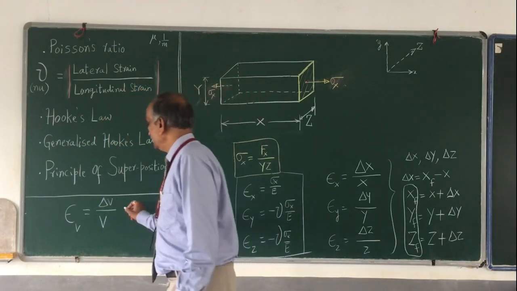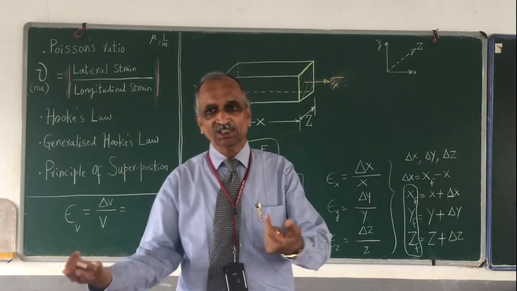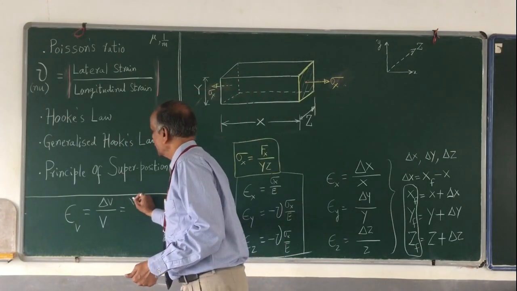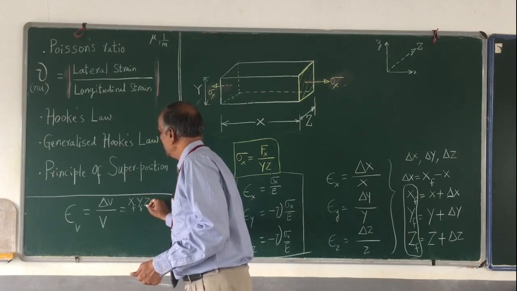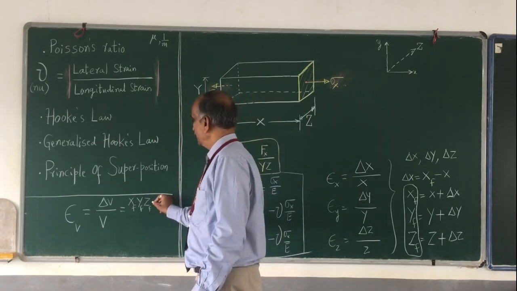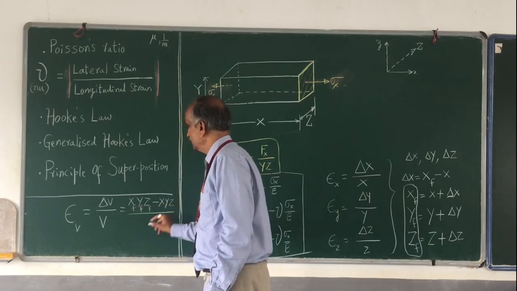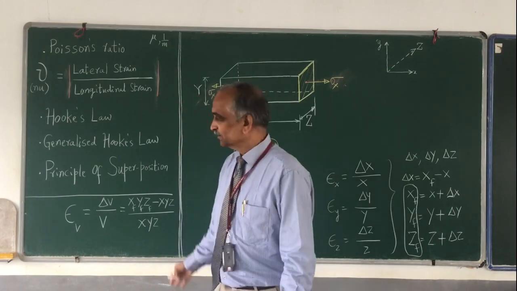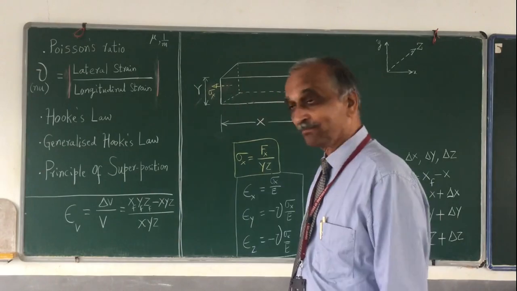So how can you easily find out delta V? The final volume minus the initial volume. What is the final volume? Since it is a rectangular body, you can find out xf, yf and zf, multiply all these, and this will give you the final volume. Minus the initial volume, x, y, z. The whole thing divided by the initial volume x, y, z. So this is how I can find out the volumetric strain of the body.